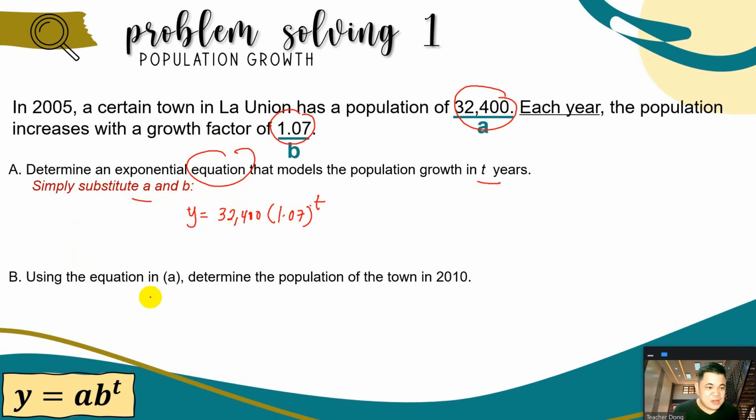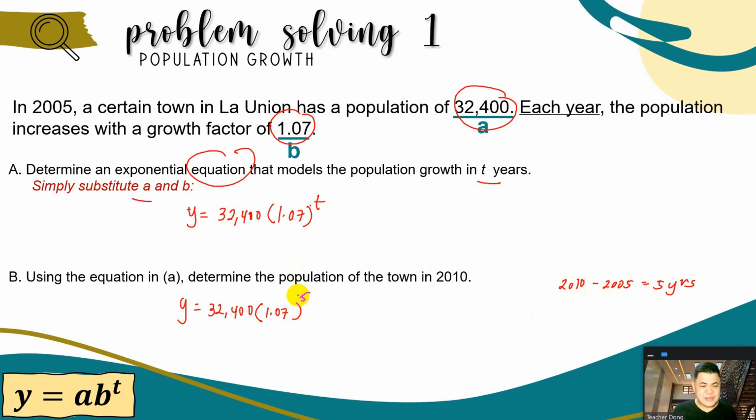Now, substitute y is equal to 32,400 times, you can now use your calculators, 1.07 raised to the power of how many? We have 2010 here. You need to subtract the years, from 2005 to 2010. So 2010 minus 2005 is equal to 5 years. So we have to raise it to the power of 5.